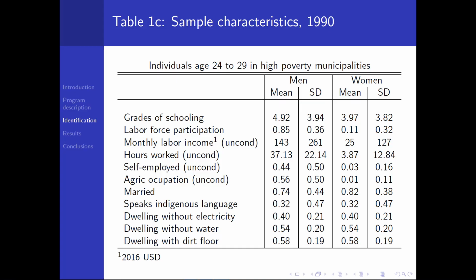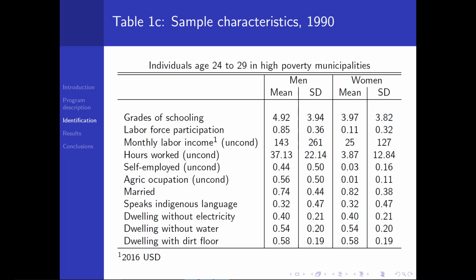Okay, so let me start showing some results. This gives a picture of what these young adults look like before the program starts. So this is 1990. These are individuals in their mid-20s living in high poverty municipalities. And you can see overall schooling is very low, only about 5 years, less than primary, for men and for women.